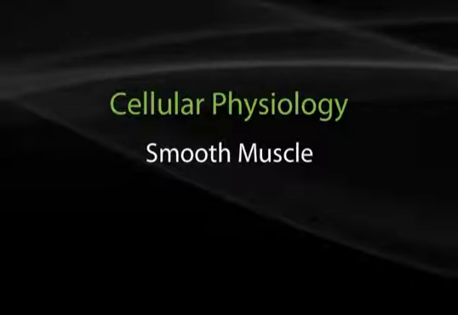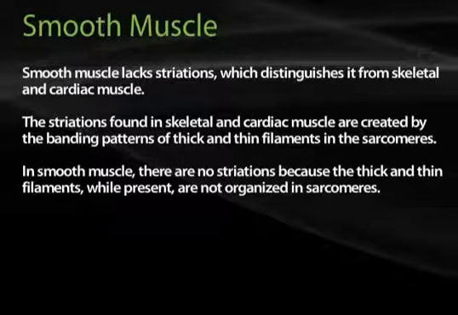Chapter 1, Section 10, Smooth Muscle. Smooth muscle lacks striations, which distinguishes it from skeletal and cardiac muscle. The striations found in skeletal and cardiac muscle are created by the banding patterns of thick and thin filaments found in the sarcomeres. In smooth muscle, in contrast, there are no striations because the thick and thin filaments, while present, are not organized into sarcomeres.